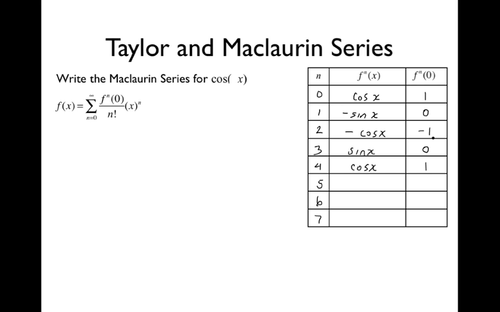Okay, so this is just going to keep repeating, right? Now that we're at n equals 4, we're going to see the same pattern repeat. So negative sine x, evaluated at 0 is 0. Derivative of negative sine, negative cosine, gives us negative 1. One more, sine x, gives 0. Actually, let's just do one more, 8. Derivative of sine is cosine, evaluated at 0 is 1.